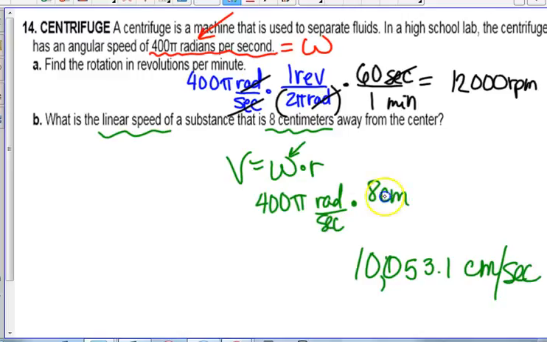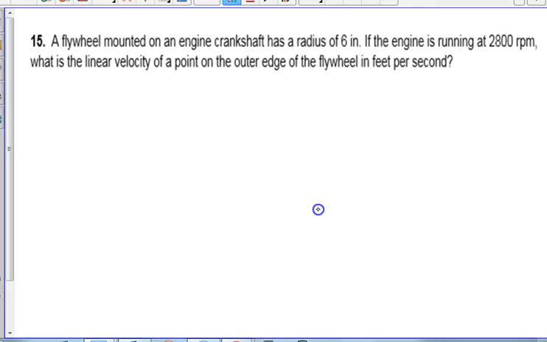Centimeters per second, yes? Yep. Good job. All right, two more? Three more?